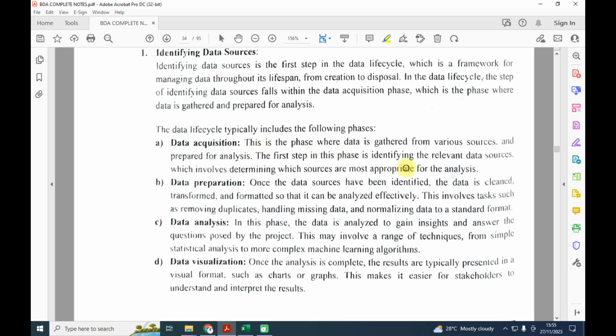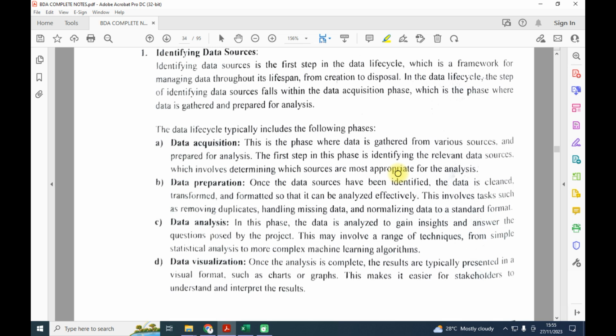So the first step in this phase is identifying the relevant data source, which involves determining which sources are most appropriate for data analysis. We can acquire data internally or externally, from social media, or from experts. That is data acquisition. Where do we get our data from? The source of data. That is the first thing, data acquisition.